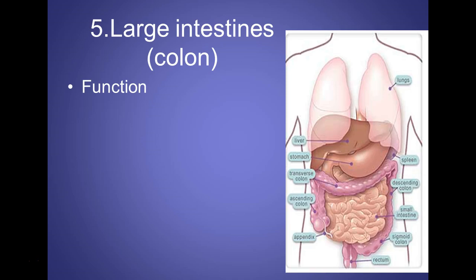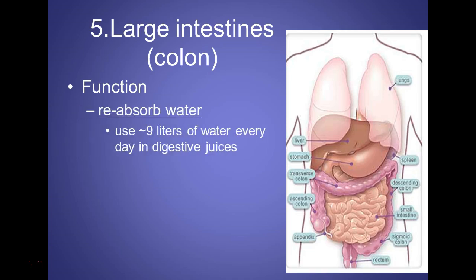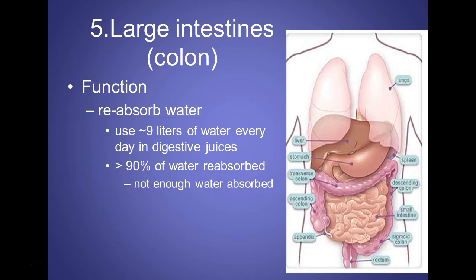So we're at 5, we're completing our journey. We've come down into the stomach, we've gone through our small intestines, okay? Now we're into the large intestines. Large intestines are larger in diameter, however shorter, okay? So the function is to reabsorb water. We use about 9 liters of water every day in digestive juices, okay? 90% of the water that we ingest is reabsorbed in our large intestines, okay?